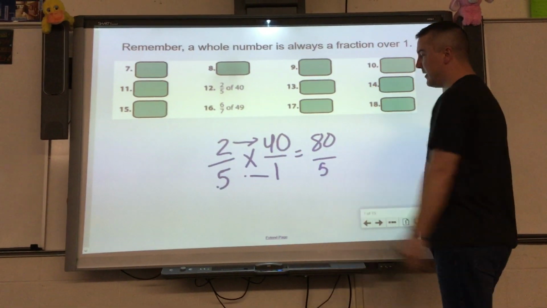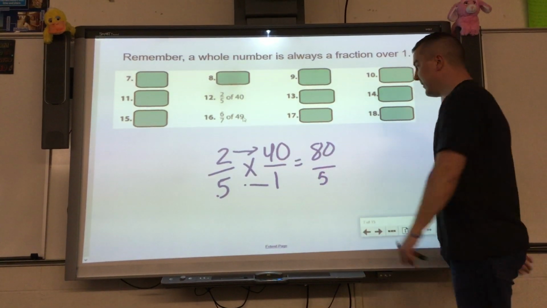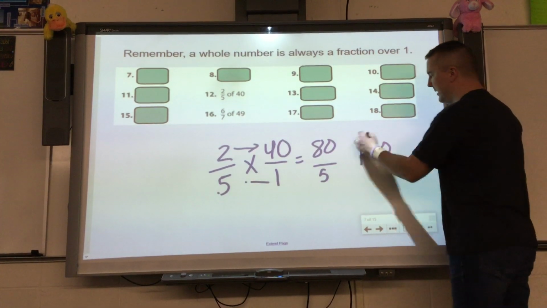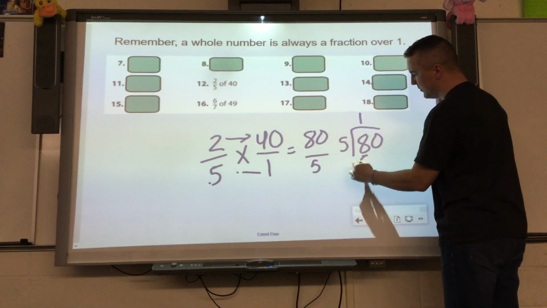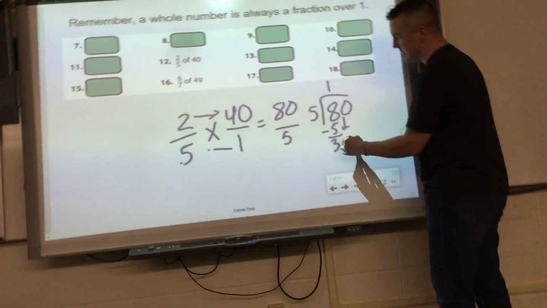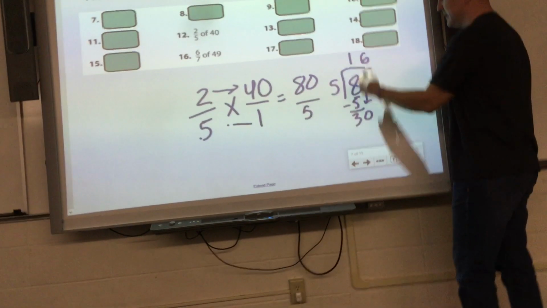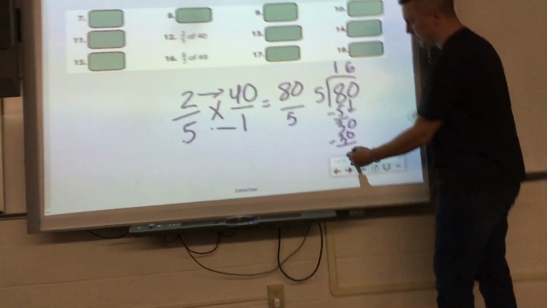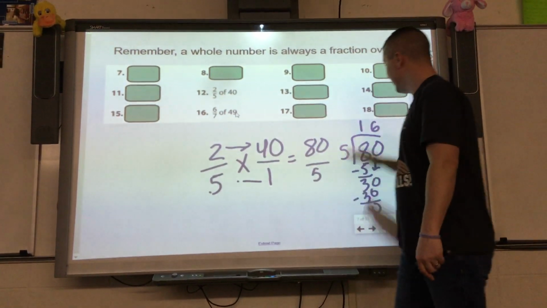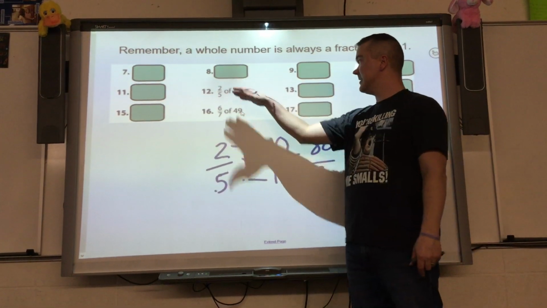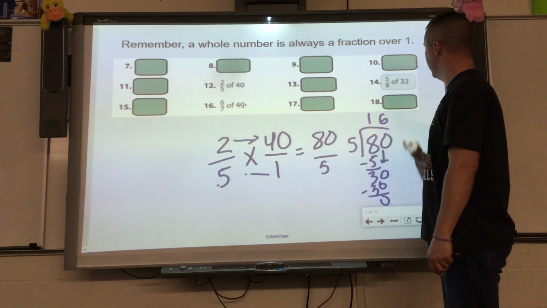Now, I have an improper fraction. I need to go 80 divided by 5. I work this out. I get 1, 5, subtract, I get 3, bring down the 0. 5 times 6 gets me 30. Subtract, got nothing. Our answer is 16. 2/5 of 40 is 16. Okay, let's try another one.